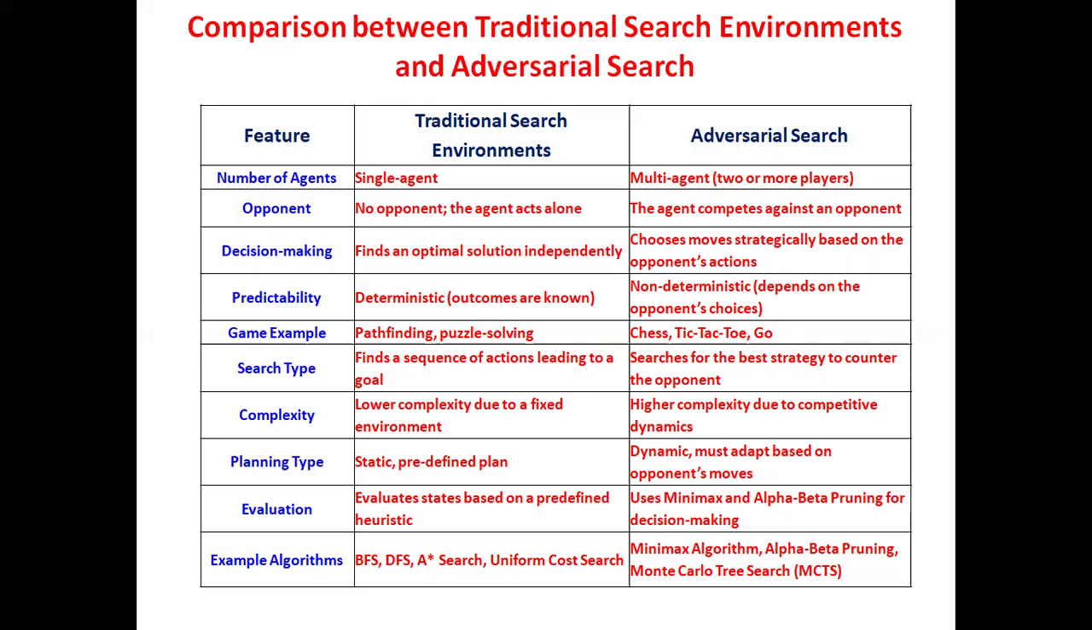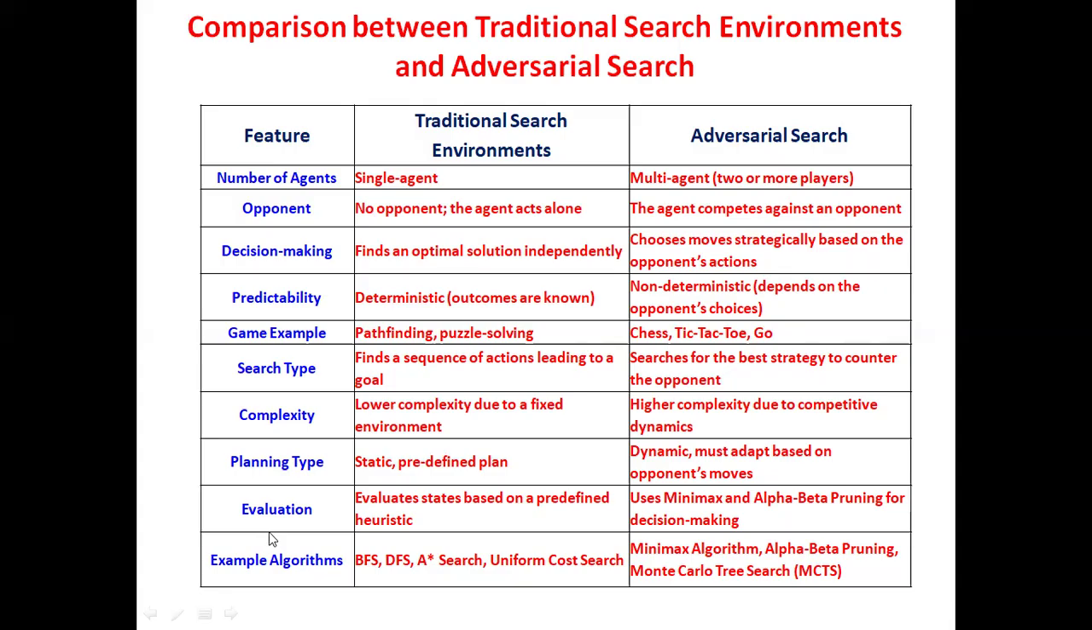to anticipate opponent moves. And coming to the planning type, in traditional search, planning is static and predefined. The agent can compute the entire path in advance and follow it without deviations. In adversarial search, planning is dynamic, requiring constant adjustments based on the opponent's actions. Players must continuously adapt to new game states.